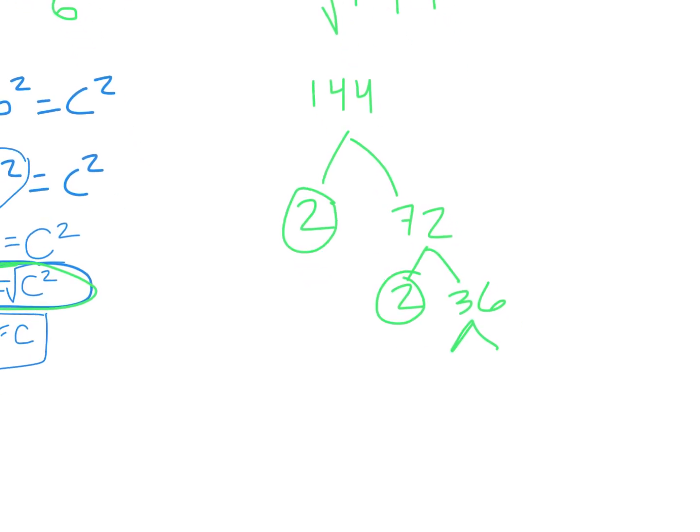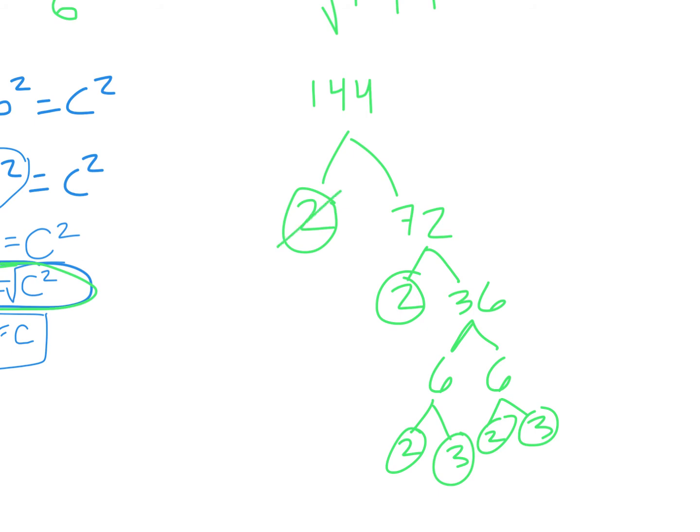36 can be 6 times 6. And each of these could be 2 times 3, 2 times 3. These are all prime numbers. Once you hit prime numbers, you stop. And then I list this out as a multiplication problem from least to greatest of all my prime factors.